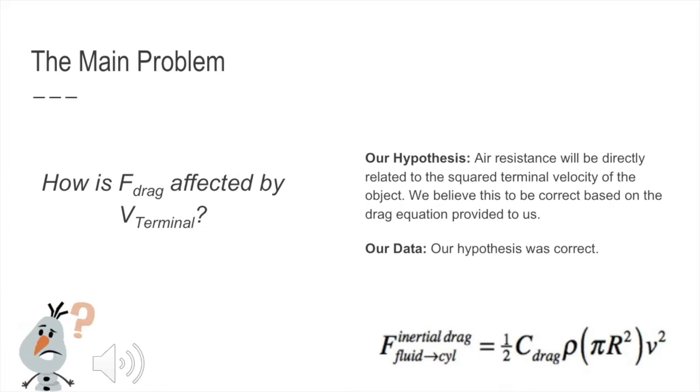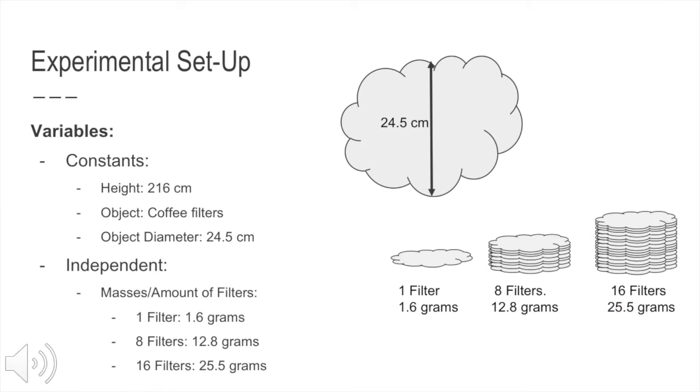For this experiment, our hypothesis was air resistance will be directly related to the squared terminal velocity of the object. We believe this to be correct based on the drag equation that was provided to us. We were able to reject our null hypothesis since our data proved our initial prediction to be correct.